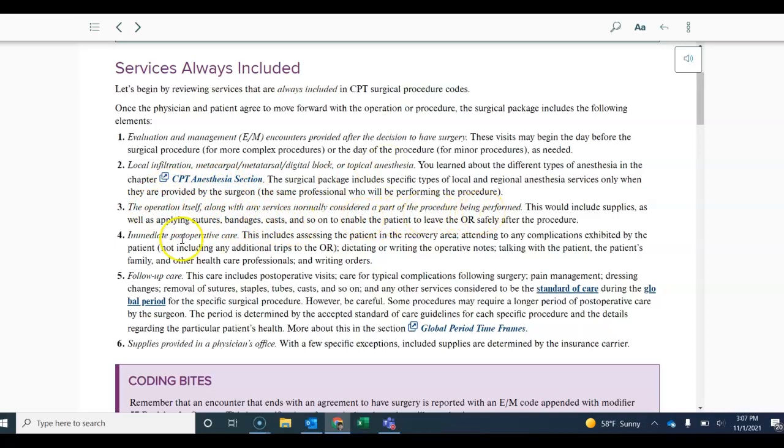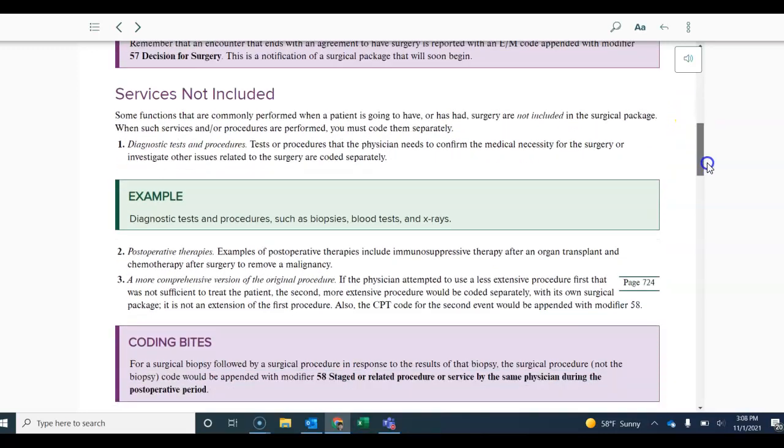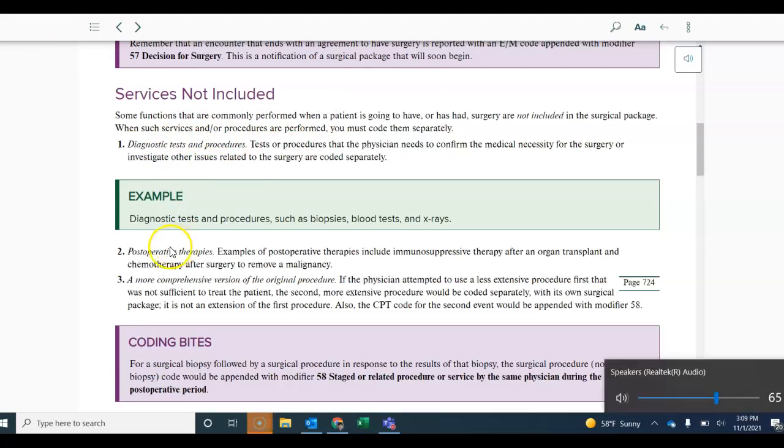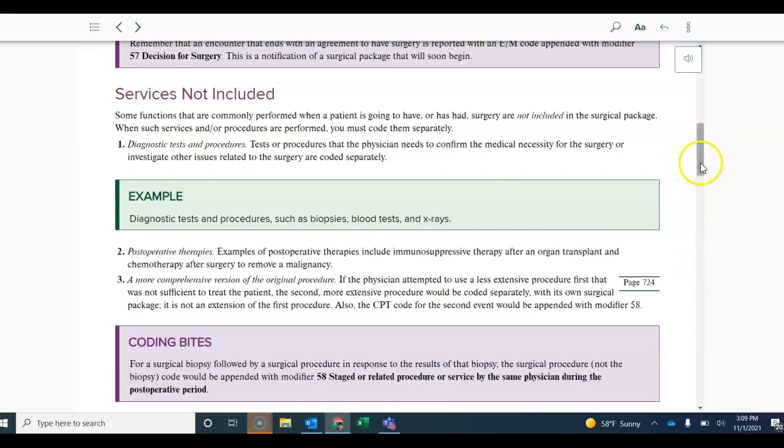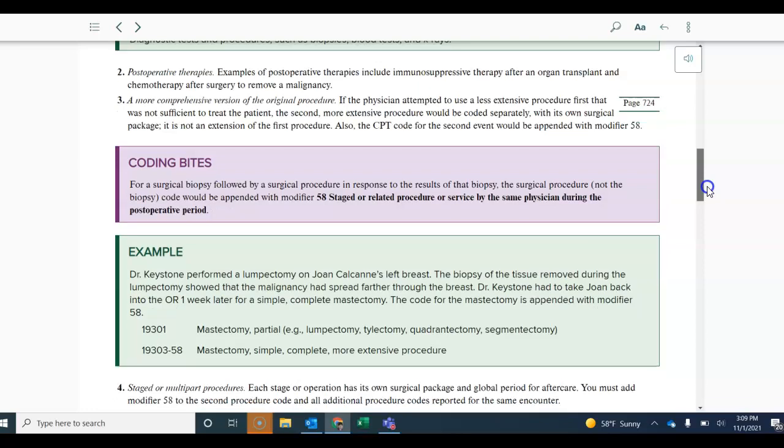The procedure itself with any services normally considered part of that procedure. Okay, the immediate post-op care, which means when the patient goes to the recovery, and any follow-up, so removing of sutures, staples, cast, etc., because that's a normal part of follow-up. Things that it doesn't include: any kinds of procedures, lab tests, x-rays, etc. It doesn't include post-op therapies or a more complicated version of the original procedure.